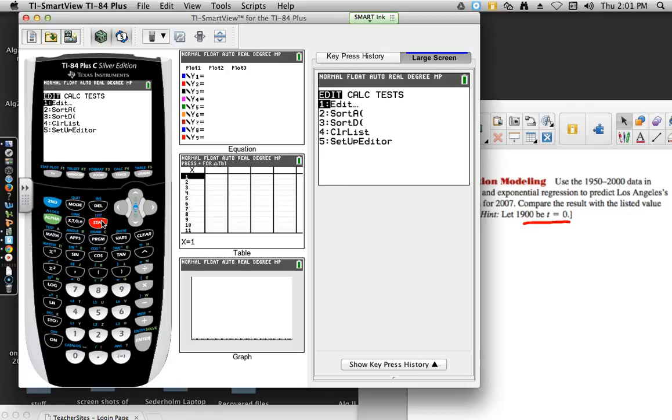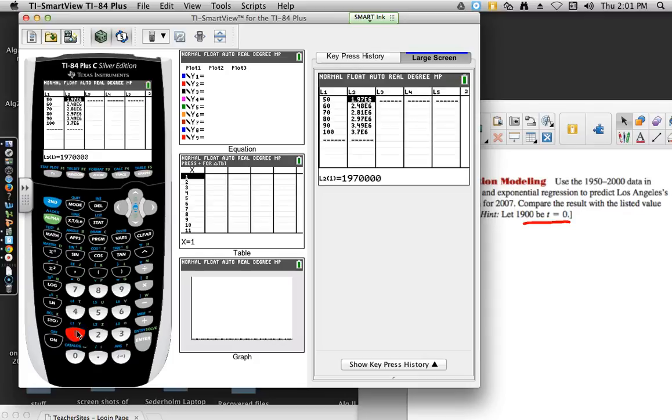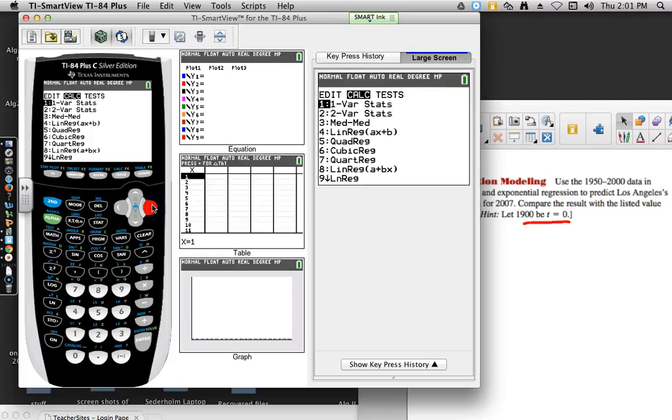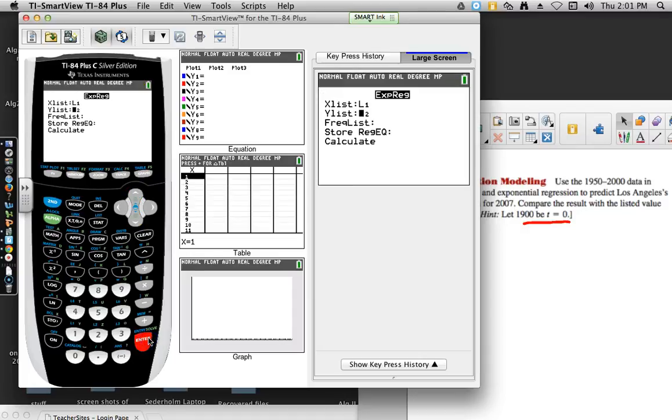So stats, edit, to show you. I went ahead and put those in thousands already, so it is stored in there that way instead of punching in the four numbers they gave me. Then stats, calculate, and for this one we are supposed to do our exponential regression, and that is going to be down here. We'll press enter through all of these and have it calculate. And there it is.